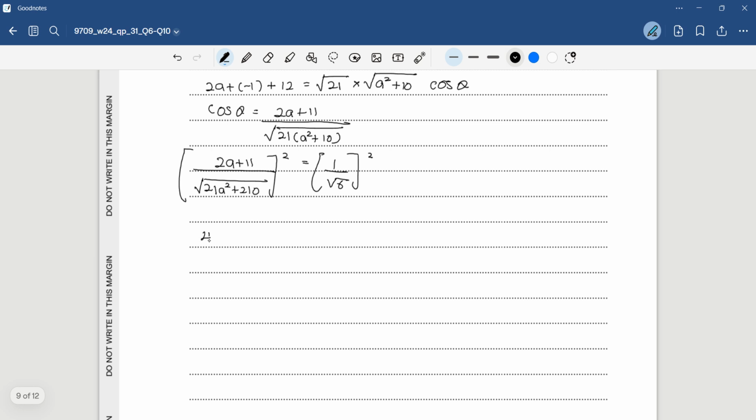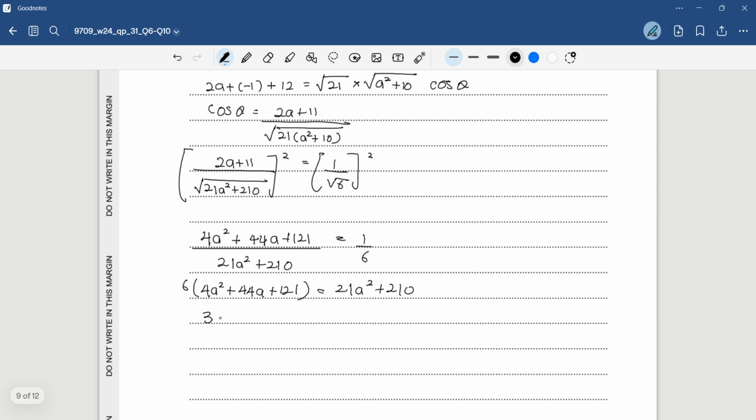So it's going to be (4a² + 44a + 121) over (21a² + 210) equal to 1 over 6. So it's going to be 4a² + 44a + 121 multiplied by 6 is equivalent to 21a² + 210. So you expand and rearrange.